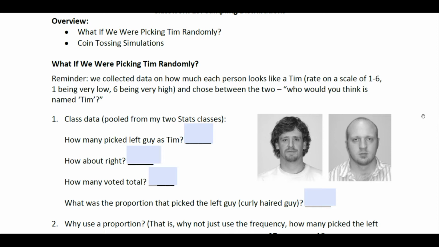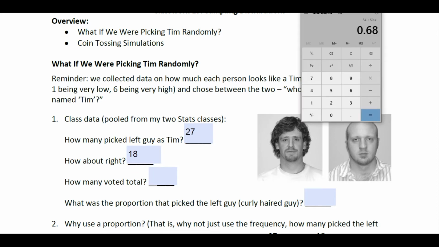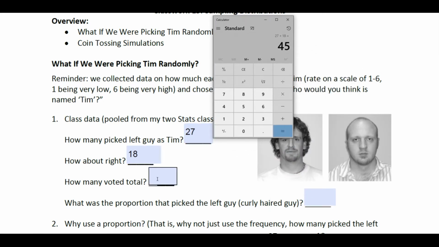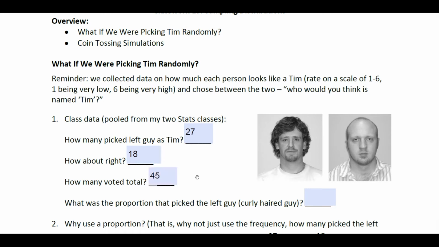So I pooled the data from my two statistics classes together, and we counted how many people picked the guy on the left as Tim, how many people picked the guy on the right. So the guy on the left, 27 people chose him. The guy on the right, 18 people chose him. Now, if we add those two together, you can probably do this in your head, but just so we are all on the same page, that adds up to 45. There were 45 total votes between my two classes. 45 people happened to be there on whatever day we collected this data.